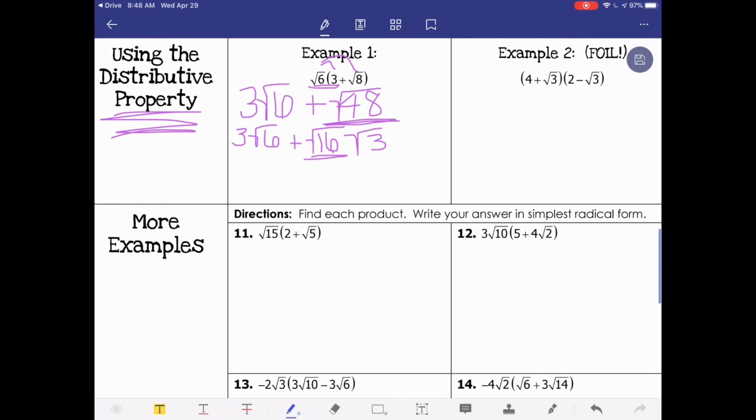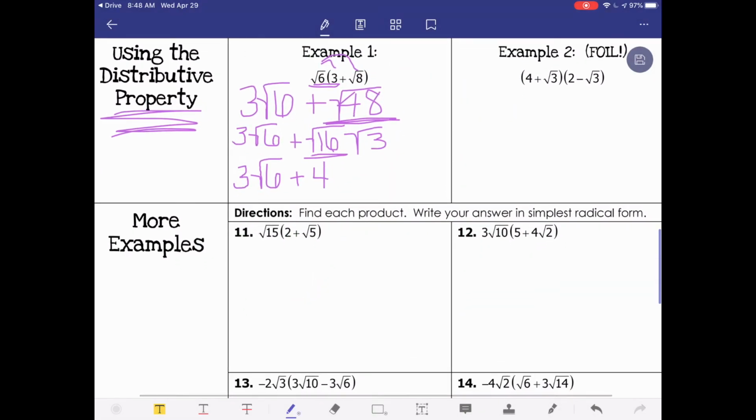So next step, when I simplify this, the only thing I can simplify is that radical 16, pull it out of the radical. So we're going to square root it. So I have 3 radical 6 plus square root of 16 gives me 4 radical 3. Now, for addition, they need to have a common radicand. If they do not, we cannot add them. So in this case, we have 6 and 3. They're not a common radicand, so this is going to be my final answer: 3 radical 6 plus 4 radical 3.